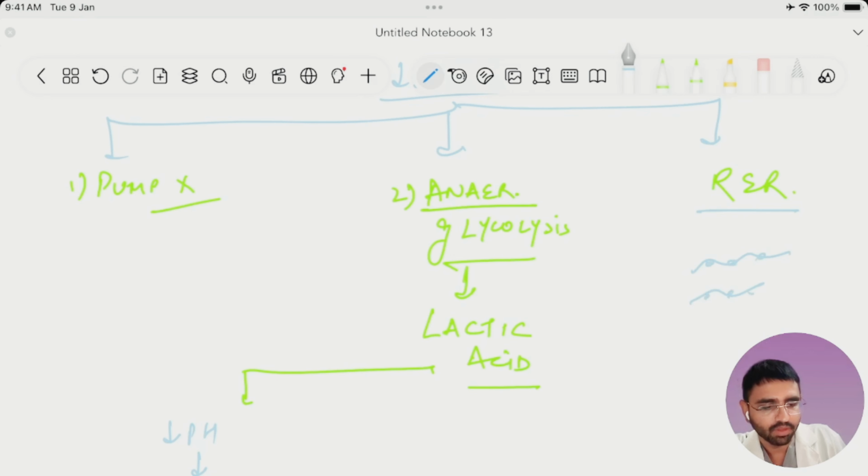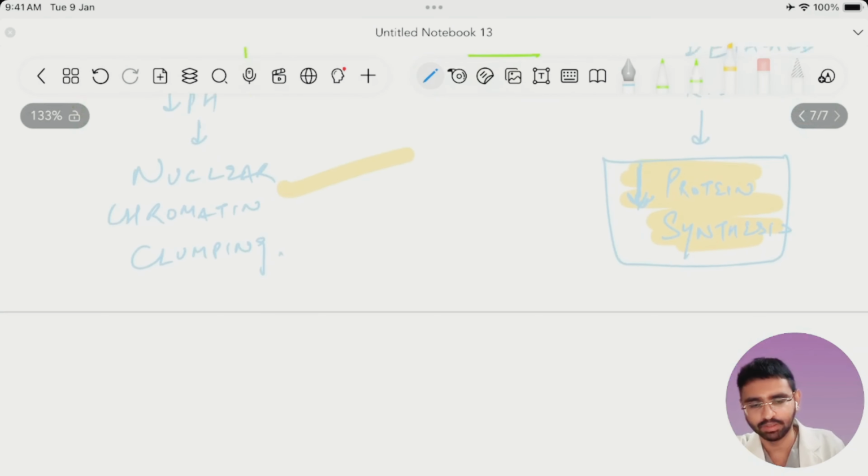Now, these ribosomes will be detached, and ribosome detachment will decrease protein synthesis. Okay. So when the ribosomes detach, protein synthesis will decrease. So you have to remember that protein synthesis will be decreased and there will be nuclear chromatin clumping.